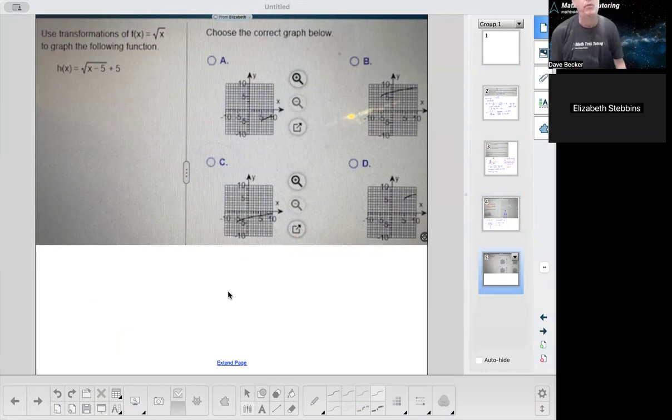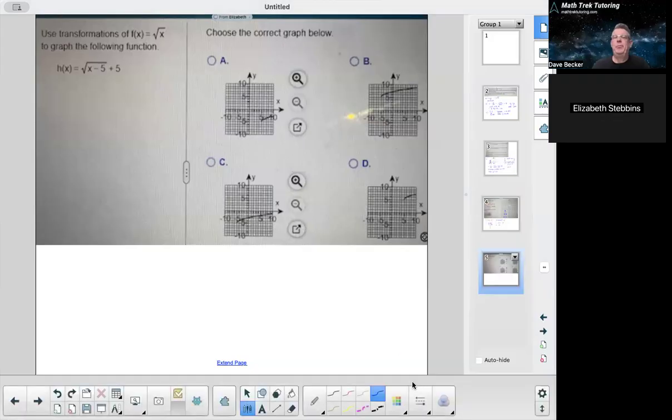Okay, this one is a little easier. What he's trying to get you to learn is to take a parent function, the square root of x, and then move it according to what happens to it. Do you remember doing that? Yes, I believe so. I did not memorize all of them though. I will be honest with that.